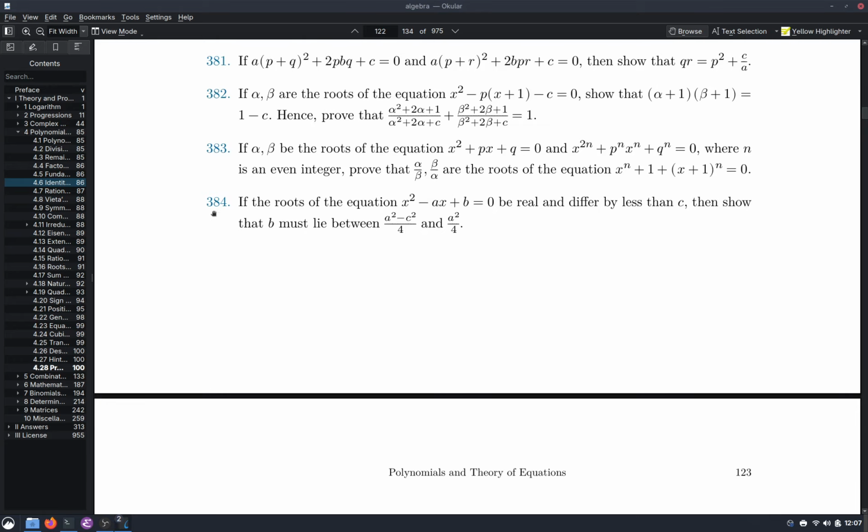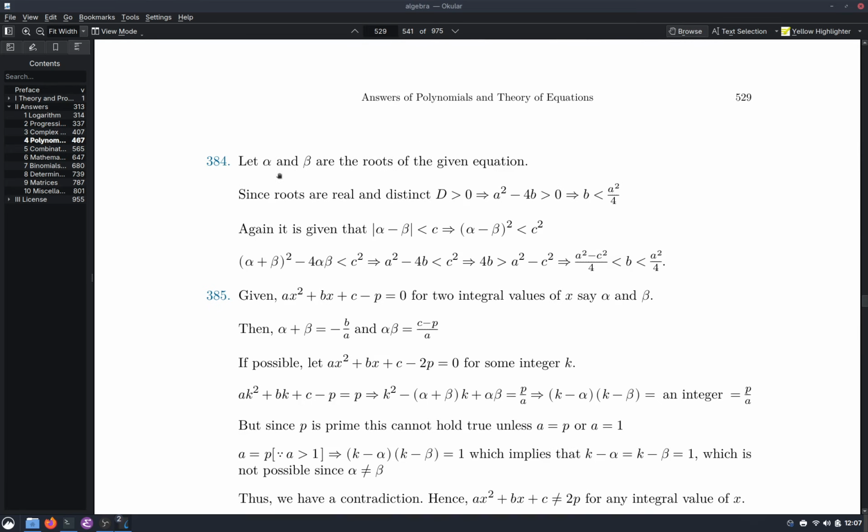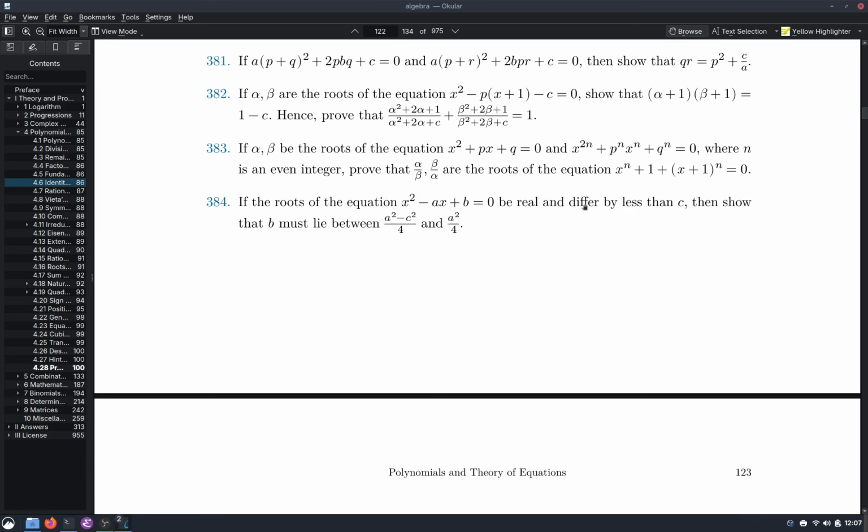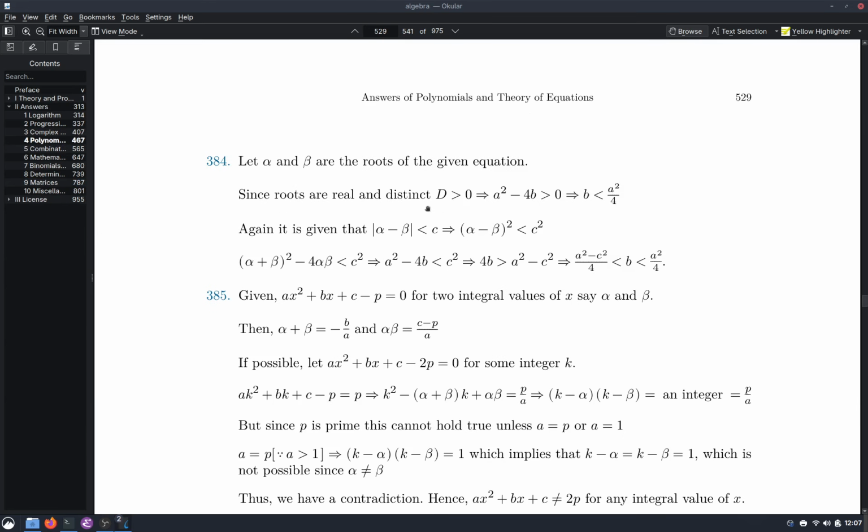Now we look at question 384, which says that if the roots of the equation x to the power 2 minus ax plus b is equal to 0 be real and differ by less than c, then show that b must lie between a square minus c square by 4 and a square by 4. So we let alpha, beta are the roots of the given equation, and it is given that roots are real and differ. That means they are distinct. So the discriminant would be greater than 0. So we have a square minus 4b greater than 0, which implies that b is less than a square by 4. Also given that they differ by less than c.